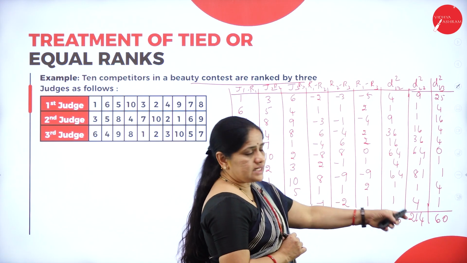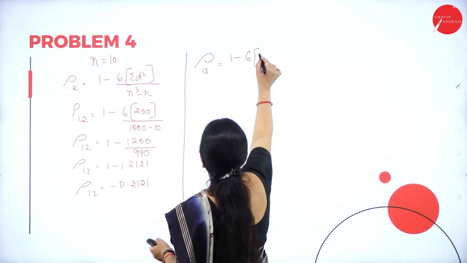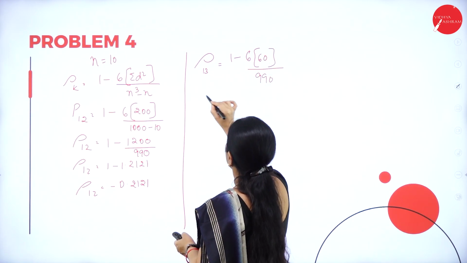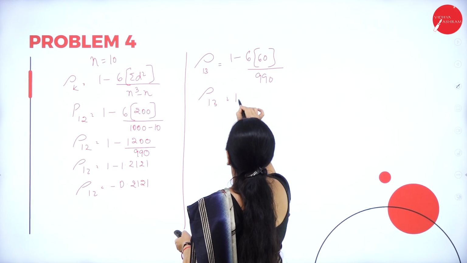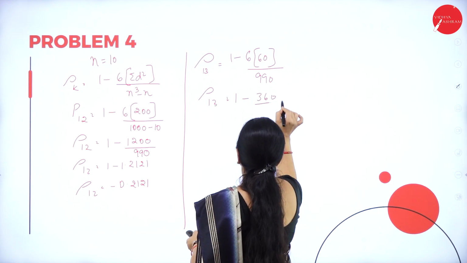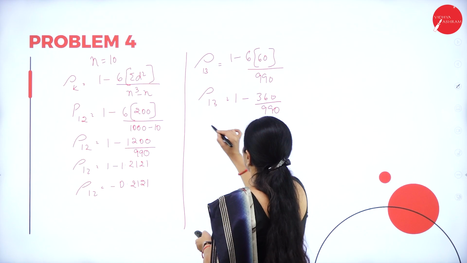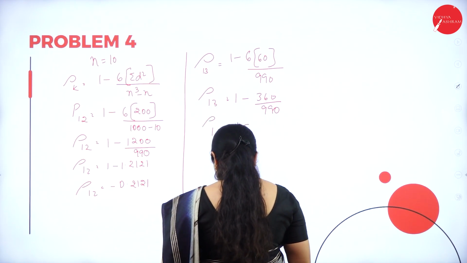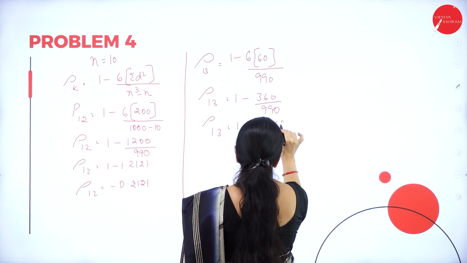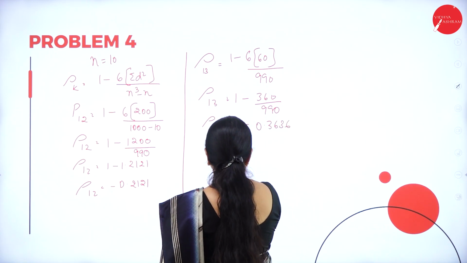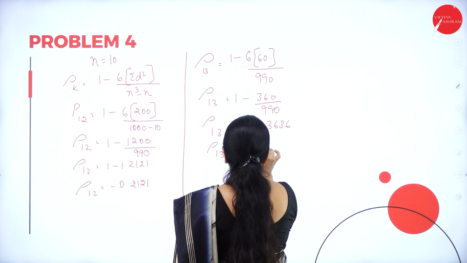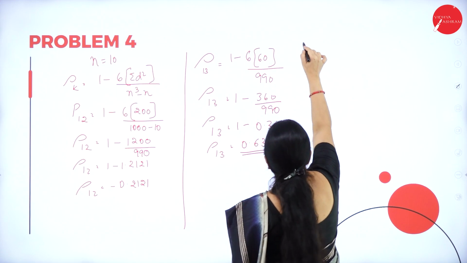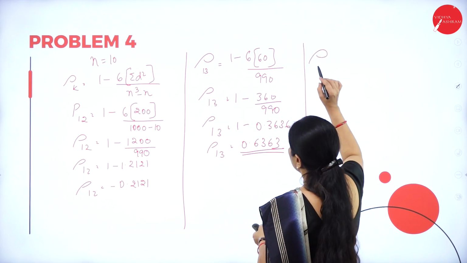Next one, the rank correlation of 1, 3 will be equal to 1 minus 6 into. So 1, 3 is 60. 60 whole over 990. So this will be equal to 1 minus 360 by 990. So this will be equal to 1 minus 0.3636. So rank correlation will be 0.6363.